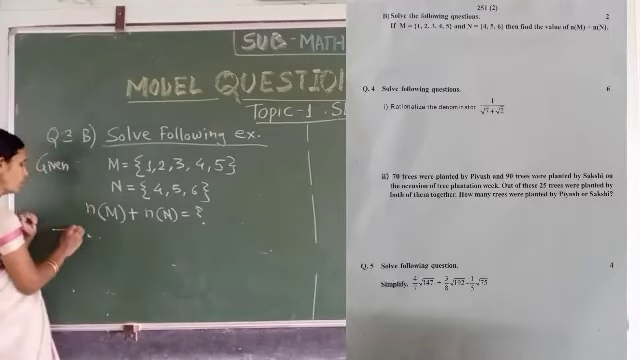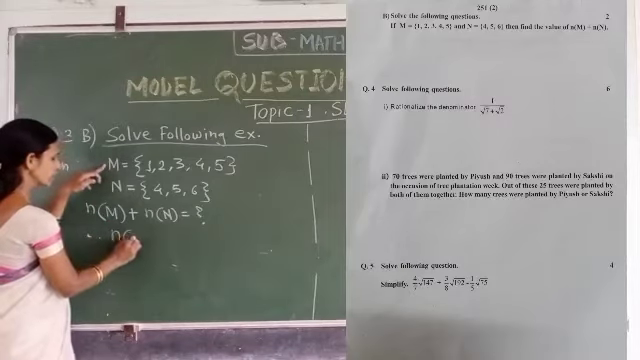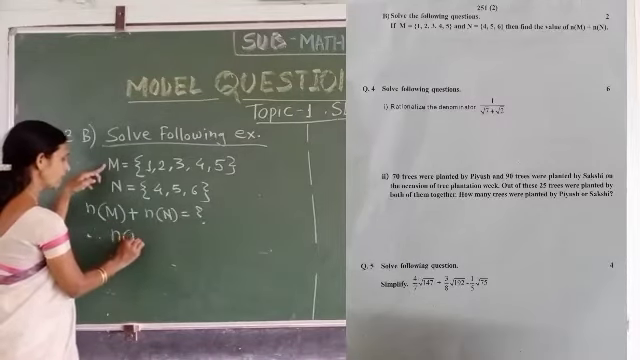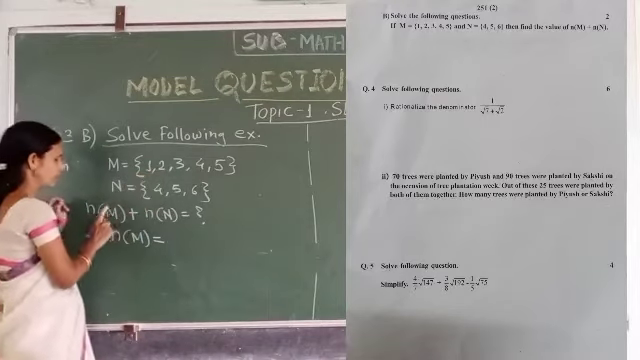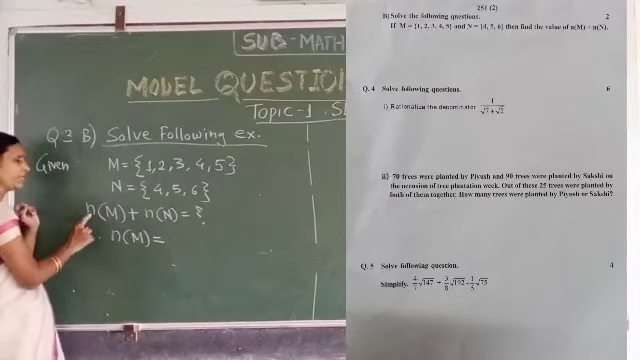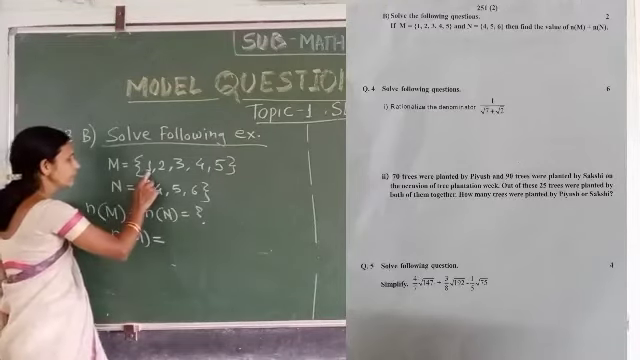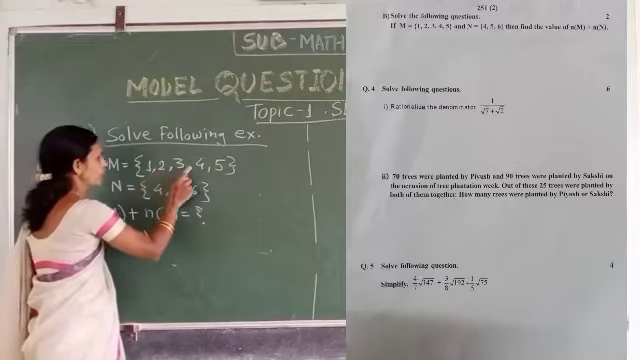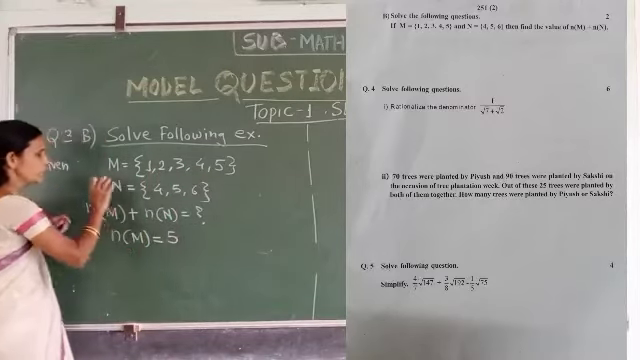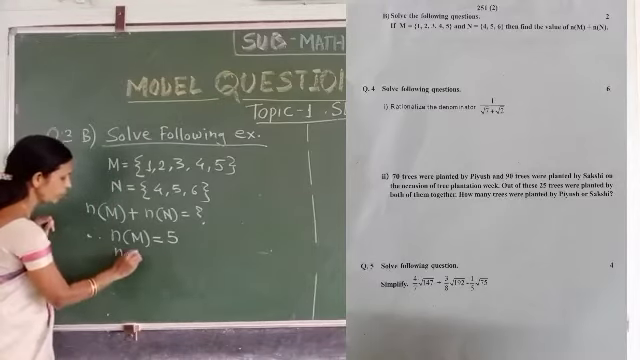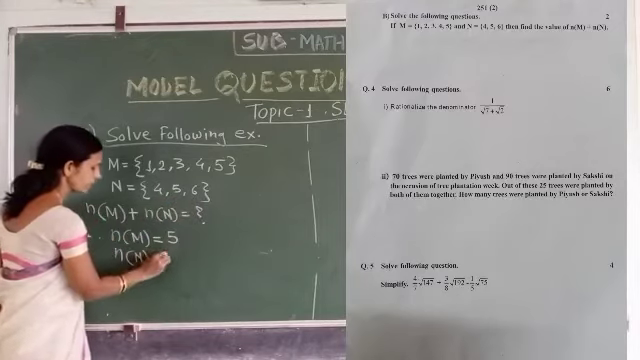Therefore, first of all we have to find the number of elements in set M. See here how many members are there. Number of elements in set M: 1, 2, 3, 4, 5. There are a total of 5 members. As well, the number of elements in set N, there are a total of 3 elements.